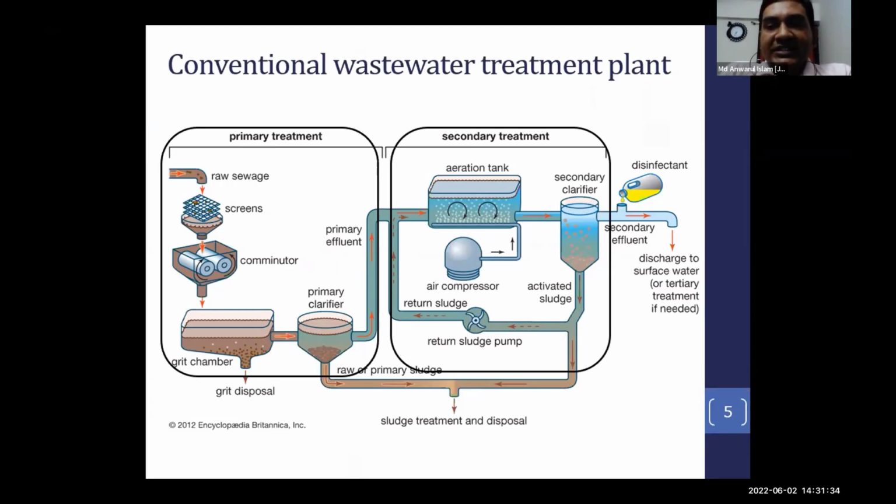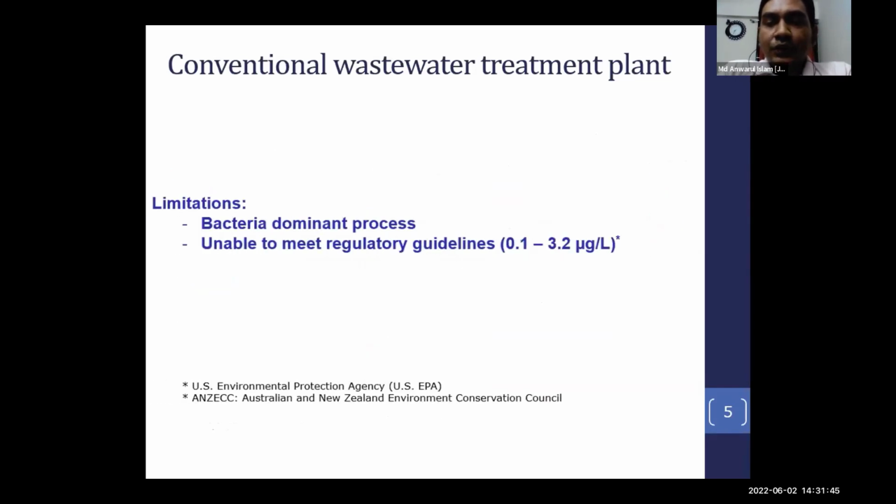But the problem with this technology, which we are using at the moment for silver removal, is that this system is basically a bacteria dominant process, which means silver can create toxicity for the bacteria and reduce the performance of this effluent treatment system. And this system is also unable to meet the regulatory guideline when the required concentration is 0.1 to 3.2 microgram per liter.